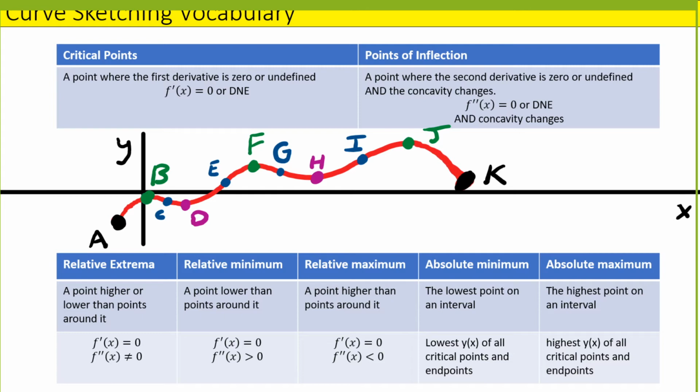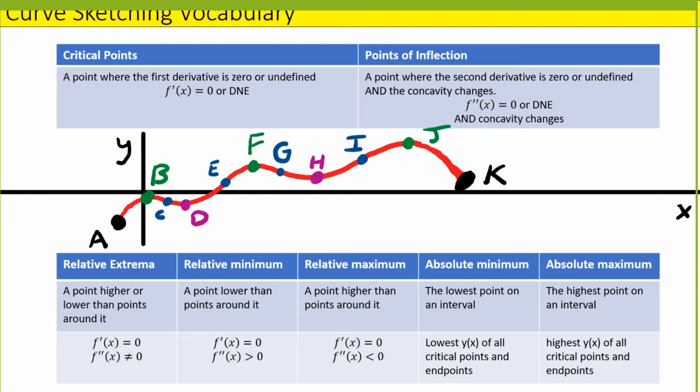So really quick vocabulary then. Whenever our first derivative, that's our slope, is 0 or undefined, we have a critical point. Whenever our second derivative is 0 or undefined and the concavity changes from positive to negative, we have a point of inflection.